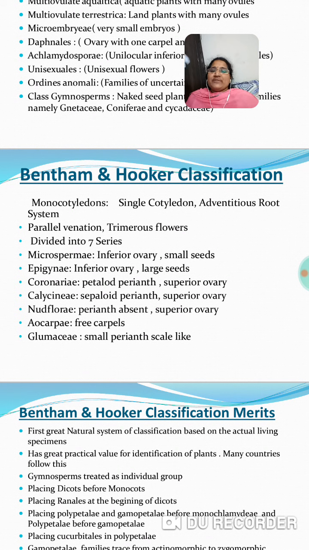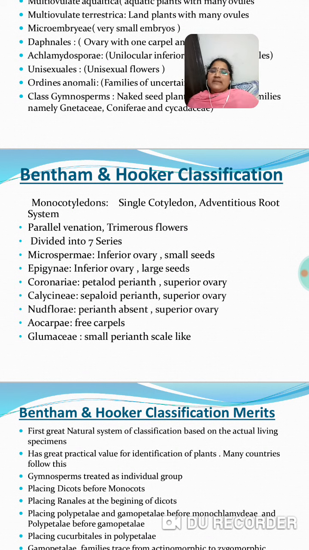Then coming to the second one, that is epigynae. Epigynae means the plants again possess the inferior ovary, and also the plants here possess fruits with large seeds. Large seeds are present, and also the inferior ovary. So if the plants possess these two characters, they are grouped under epigynae.